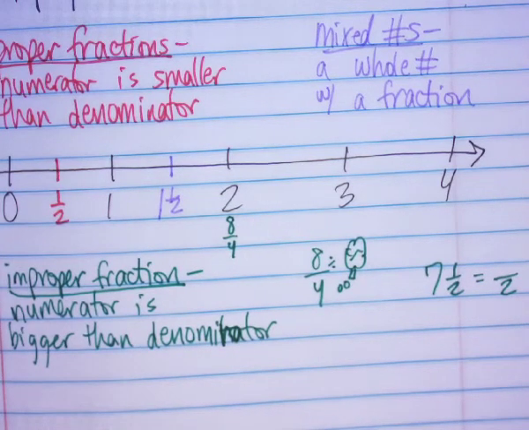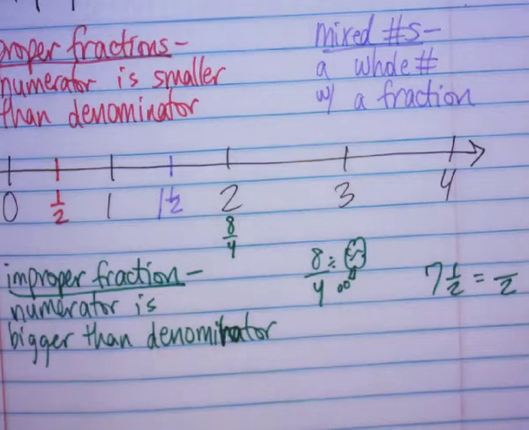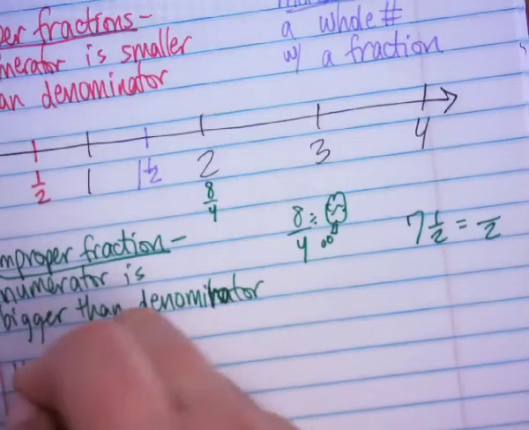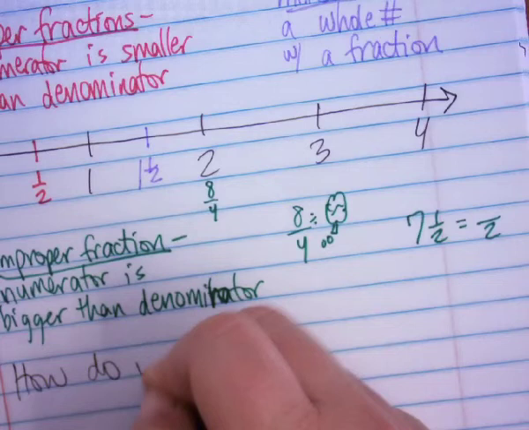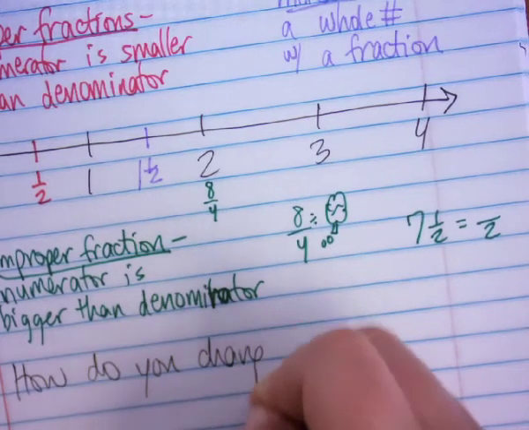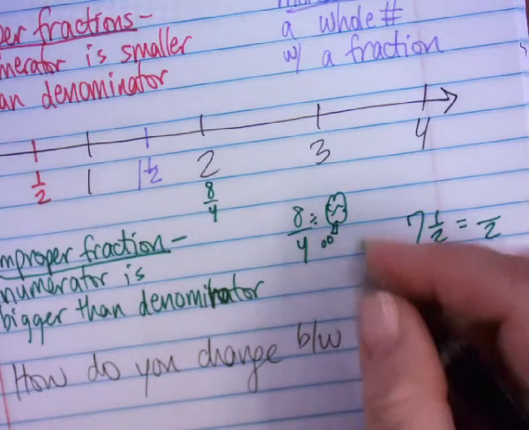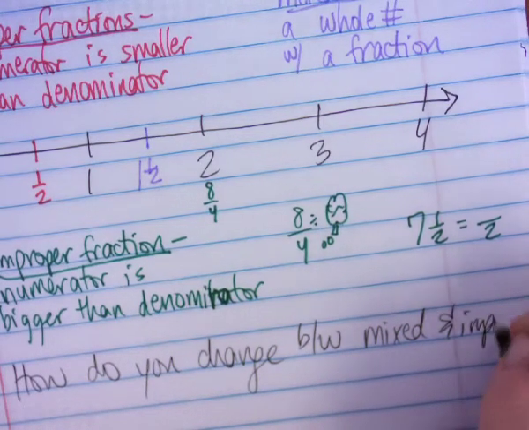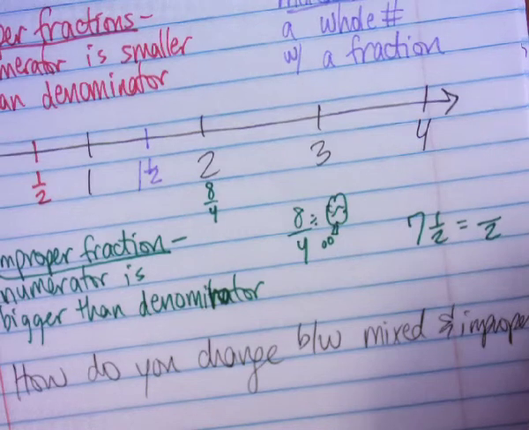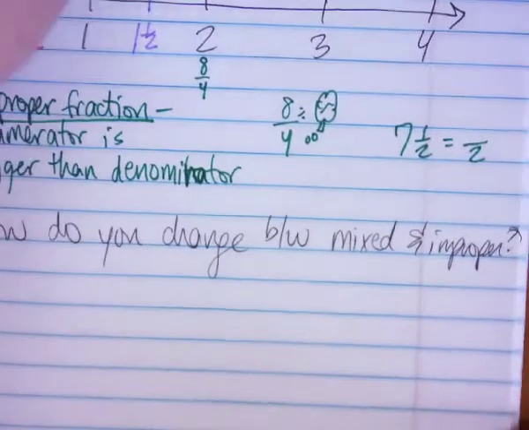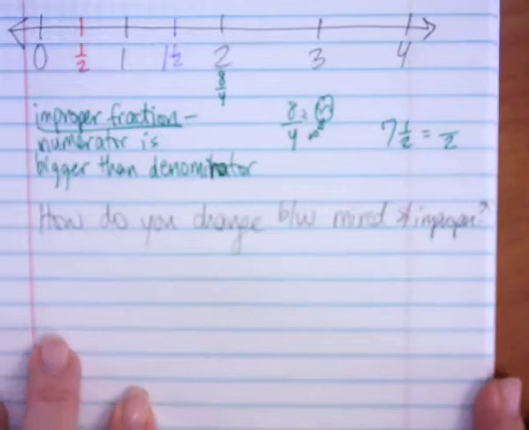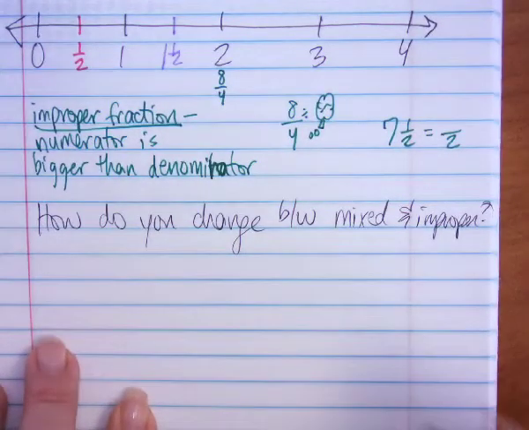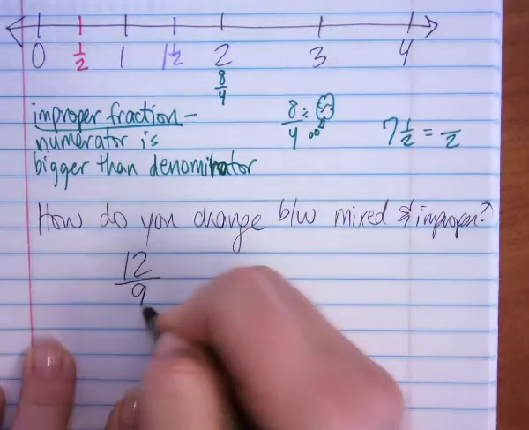Actually, we're going to do the opposite first. We're going to start now with an improper fraction and turn it into a mixed number, okay? How do you change between mixed and improper? And our fraction we're going to use is 12/9.